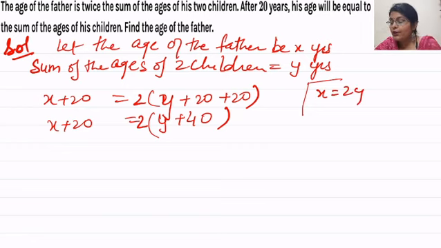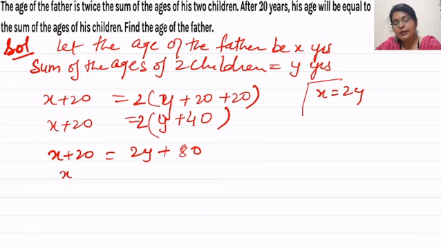Now what we will do, just we will simply solve it. X plus 20 is equal to 2y plus 80. So what do we get, x minus, and one thing more is given to you, sorry, I have written one thing wrong here, twice is not there, here it is simply equal to.